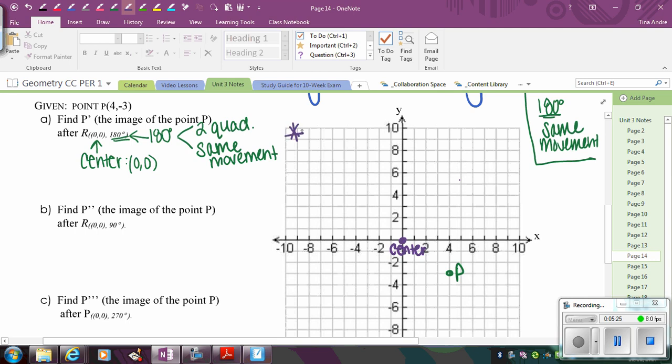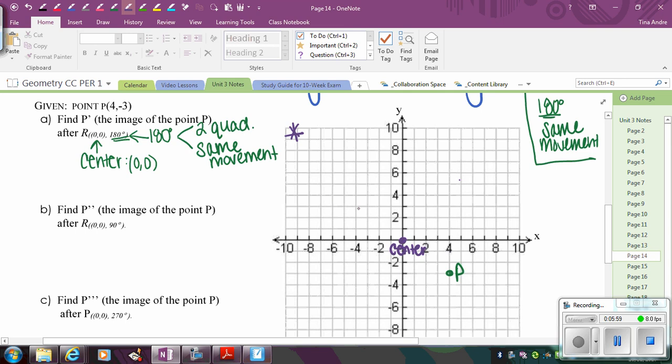So P prime is going to end up in this quadrant over here, and I'm going to use the same movement. So that means I need to start at the center, and I'm counting over 4, down 1, 2, 3. So over 4, 3, or horizontal 4, vertical movement here is 3. So that means when I'm in the second quadrant, I have to repeat the horizontal movement and repeat the vertical movement. So horizontal has to stay 4, and my vertical movement has to be 3.